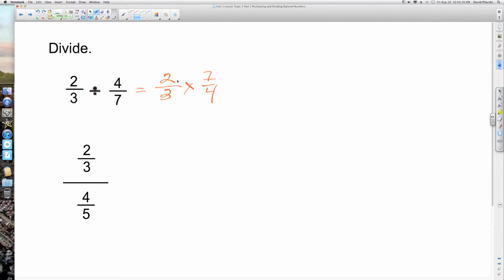Now in this case, what we can look to do is cross cancel or cross divide. 3 and 7, we can't divide anything into those, but in 2 and 4, if we divide them both by 2, they can cancel or divide each other out, and we can reduce before we multiply. 2 divided by 2 gives us 1, and 4 divided by 2 gives us 2. Now we multiply by multiplying the numerators, in this case 1 times 7 to give us 7, and 3 times 2 in the denominators to give us 6. So 2/3 divided by 4/7 ultimately becomes 7/6.